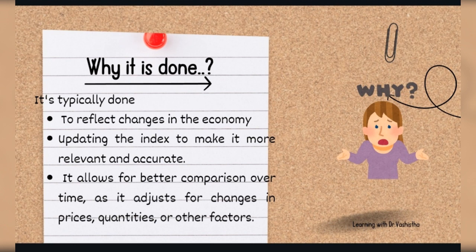Now why is it done? It is mainly done to reflect aptly the change that has come in the economy, and updating the index number makes it more relevant and accurate to show or interpret that change. Base year, being one of the tools to reflect change, needs to be very dynamic. It needs to change with time. It needs to adjust itself with time. So when we shift the base year, it allows for better comparison over time, because it adjusts over the change in price, quantity, or other factor that we are studying. That is why it is being done.